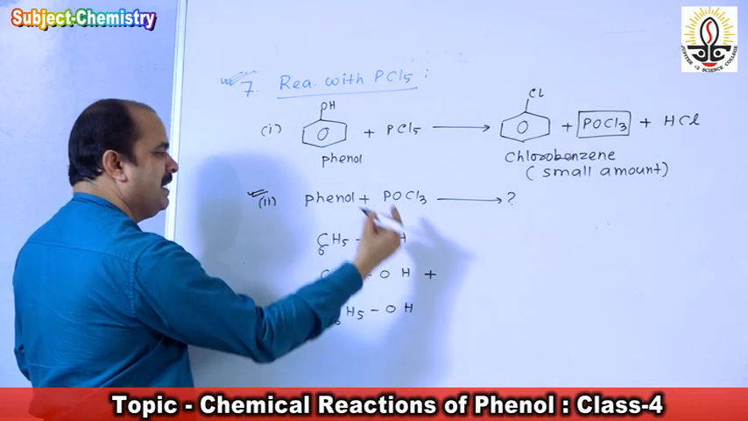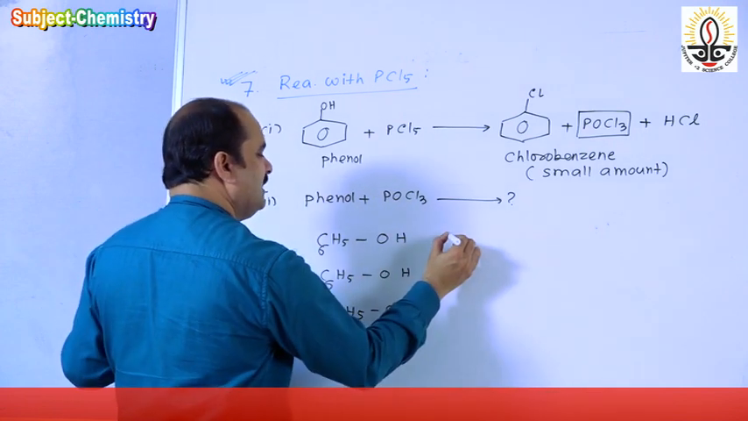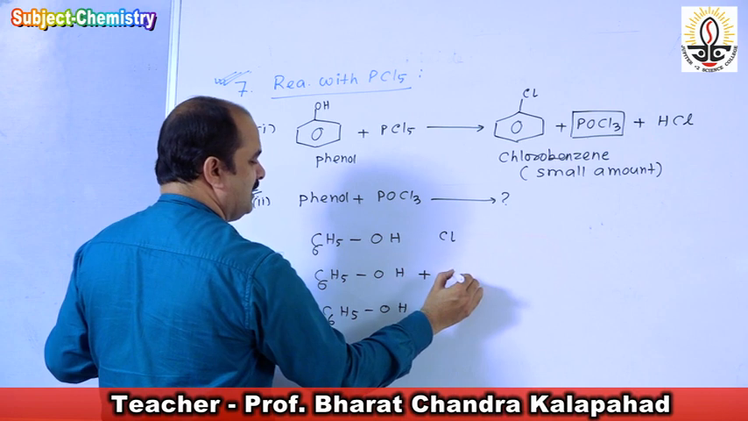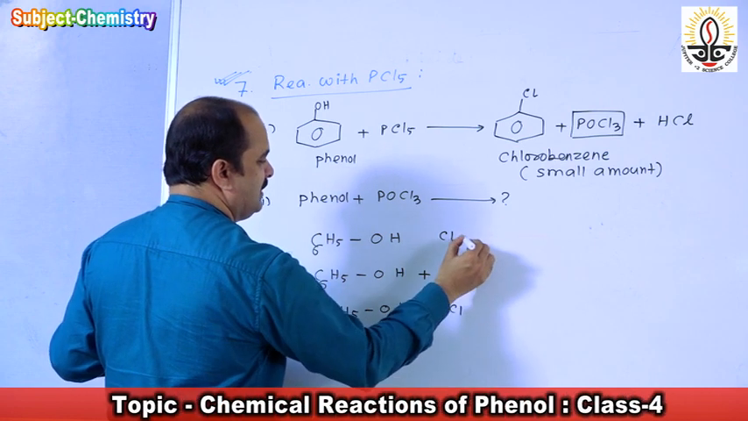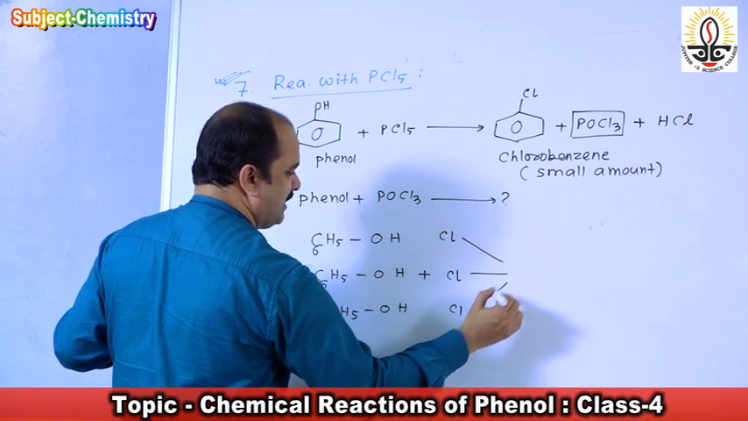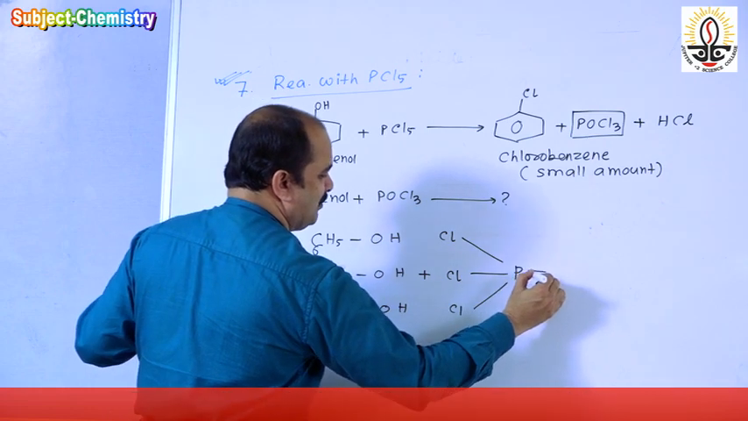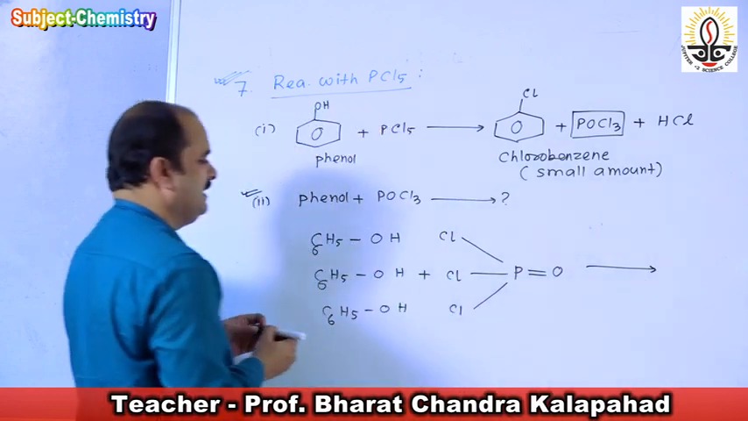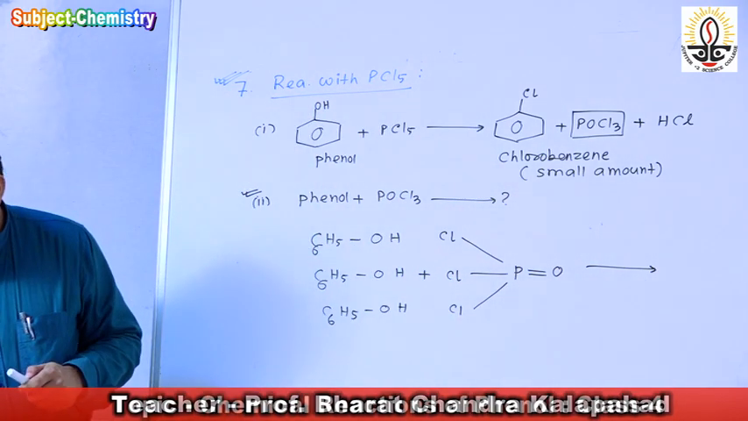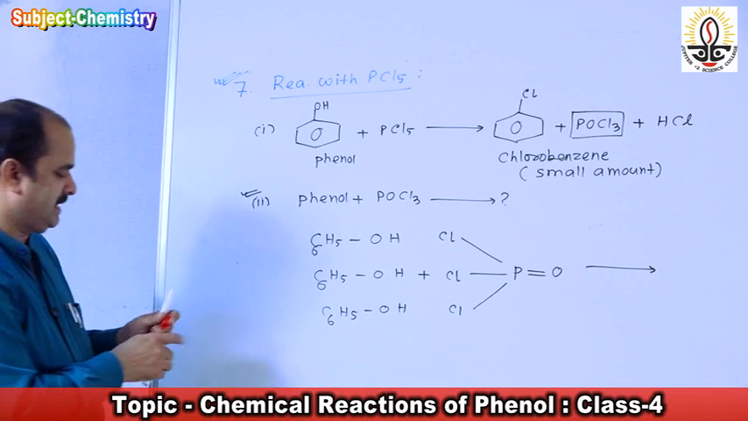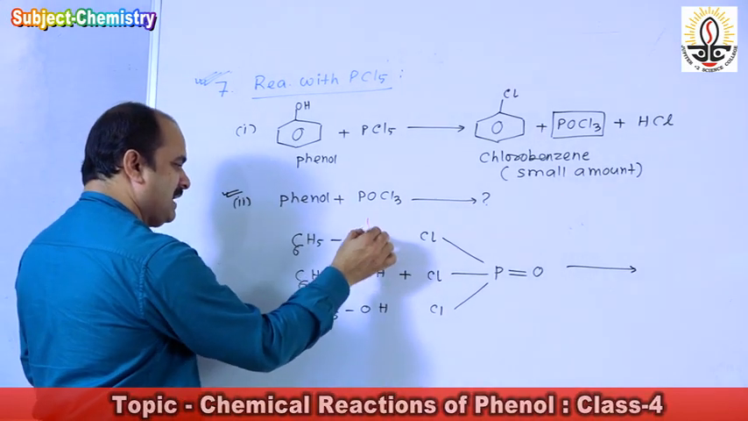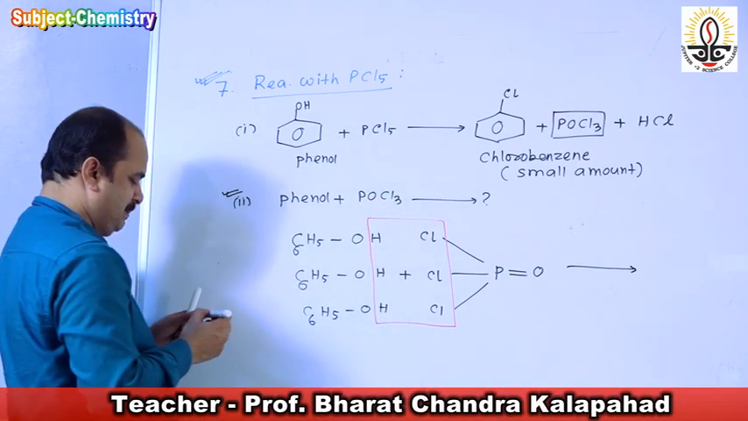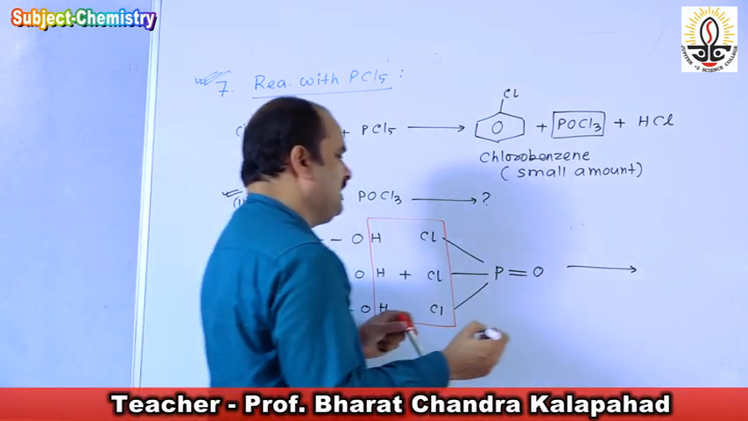C6H5OH reacts with POCl3. Here also Cl, here also Cl, here also Cl. I will write it like this: double bond O, POCl3. It gives triphenyl phosphate. So the product is triphenyl phosphate.